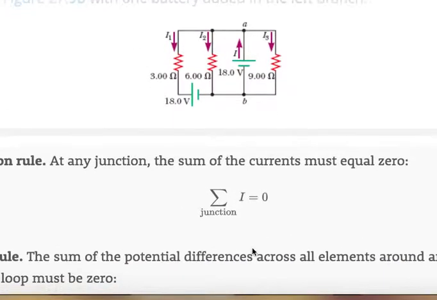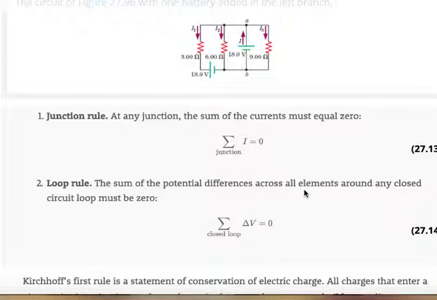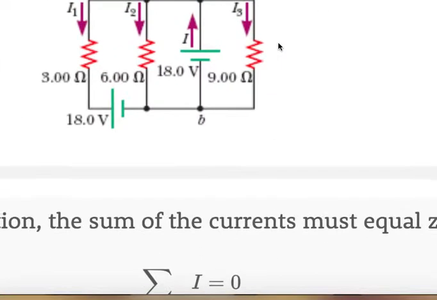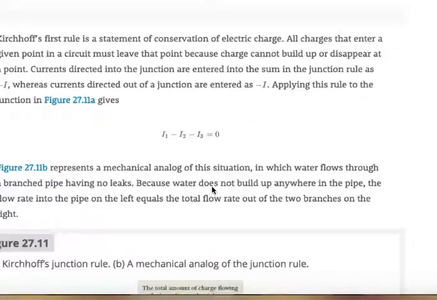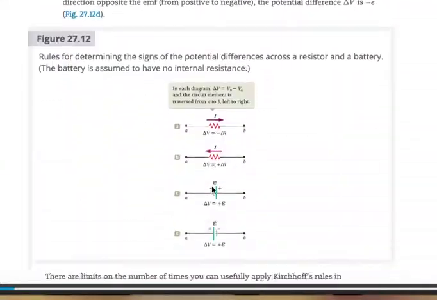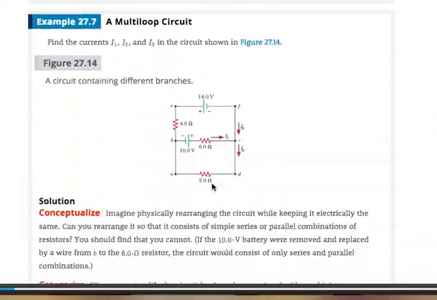The loop rule says that the sum of the potential differences across all elements around any closed loop must equal 0. So that means if I start at A, I3 times 9, which is the value of that resistance, will equal 18 volts. Or actually, let's start at B. I'd prefer there. If I start at B, then A has a value of, if B has 0 volts, then that's 18 volts, and the current through path 3 is 2 amps. And we've done some problems with those. And that's it for basic circuit rules.